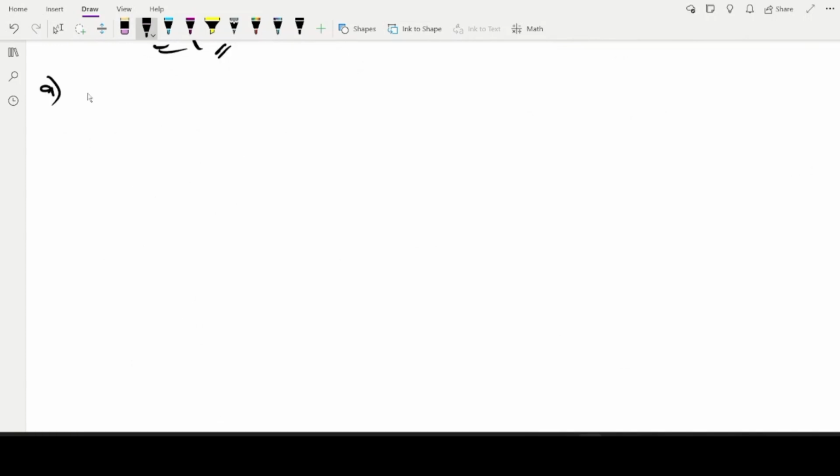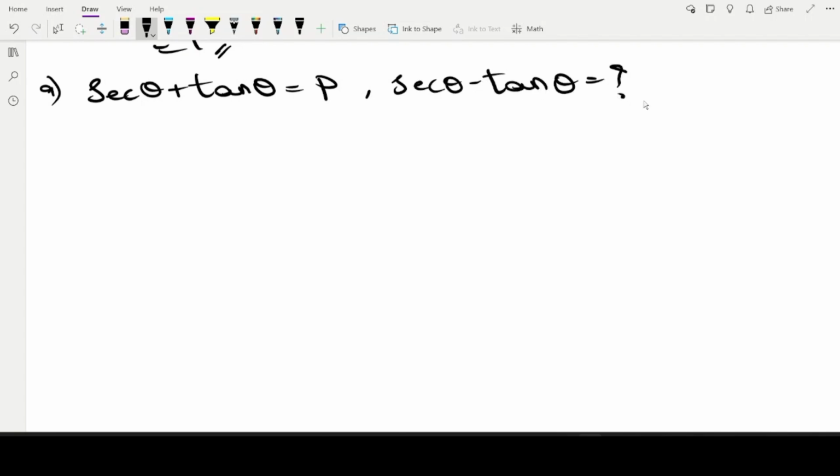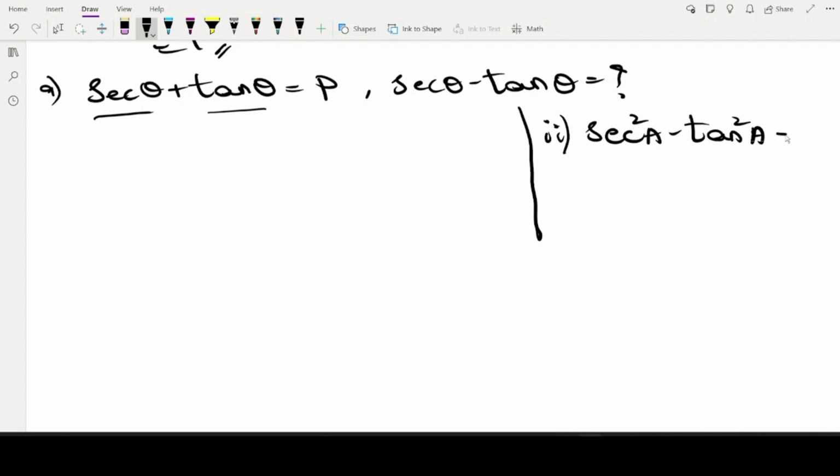The next problem. In the given data, he has given us secant theta plus tan theta equals P. Then what is the value of secant theta minus tan theta? He is asking us to find the value of secant theta minus tan theta. We have an identity with both the terms secant theta and tan theta. Identity number 2 says that secant square A minus tan square A, or you can call it theta, it's up to you, equals 1. Let me write the identity here: secant square theta minus tan square theta equals 1.